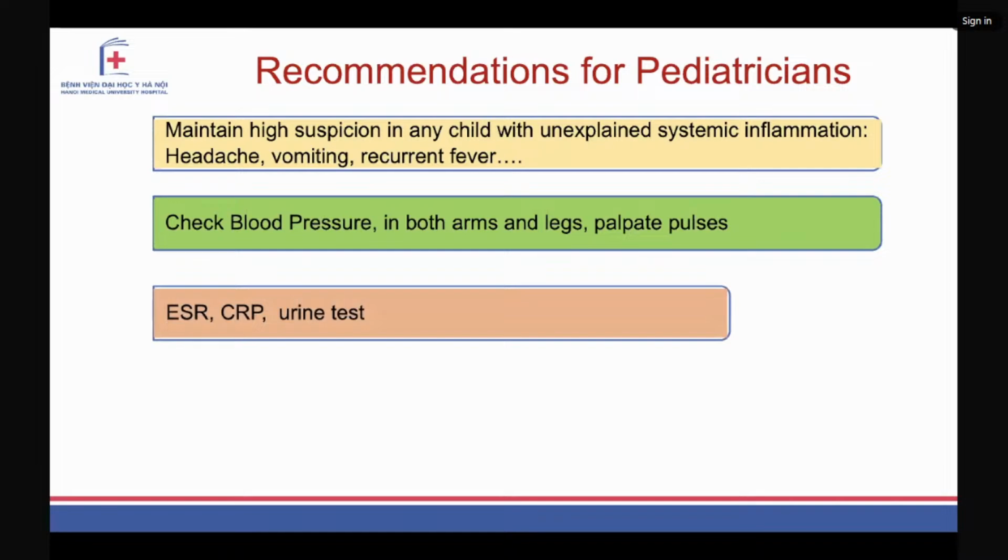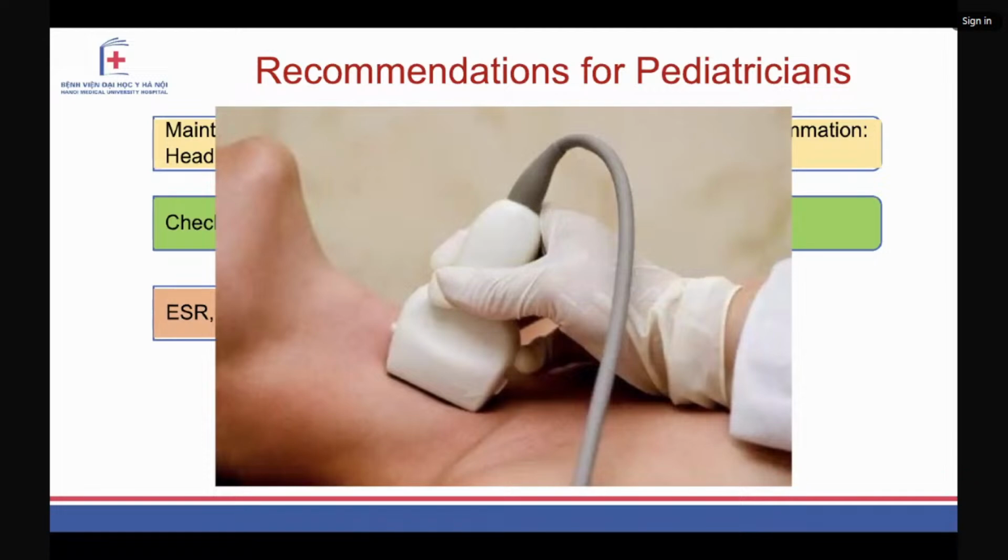And the third is to monitor markers of inflammation like ESR or CRP, even if symptoms are subtle. This can provide an important diagnostic clue. And finally, consider early vascular imaging, such as Doppler ultrasound or CT angiography, when findings are suspicious. Early imaging can reduce delay in diagnosis.